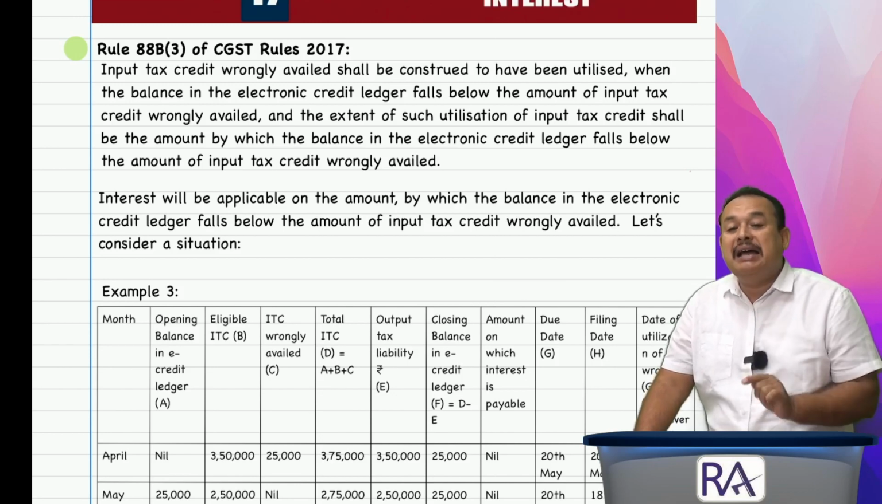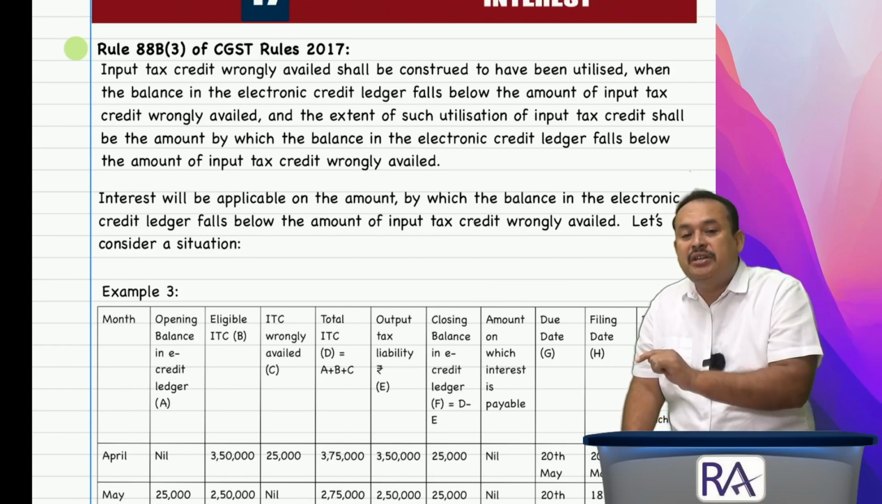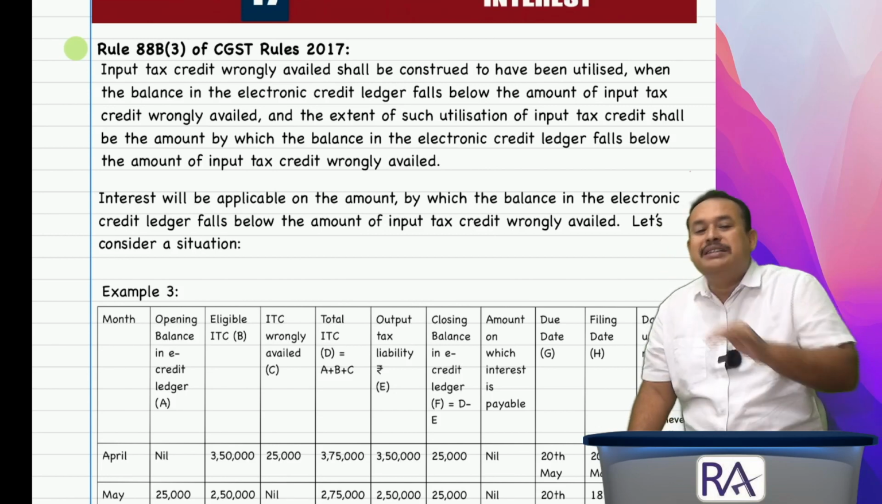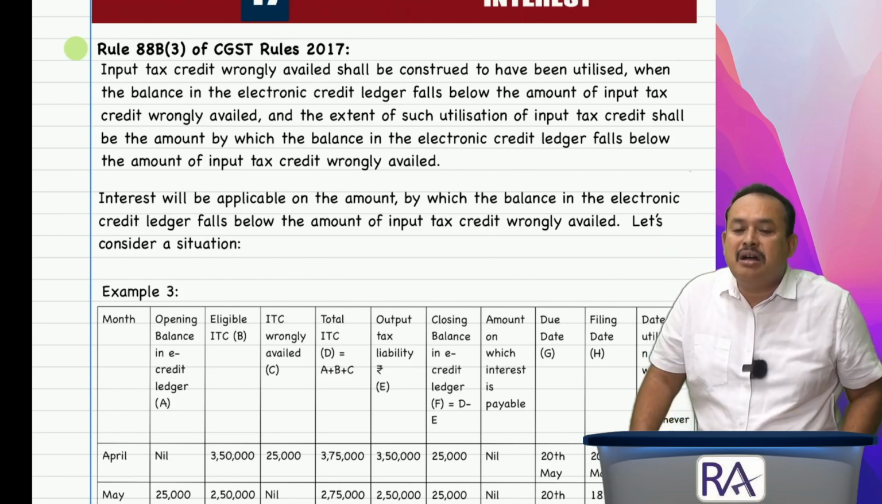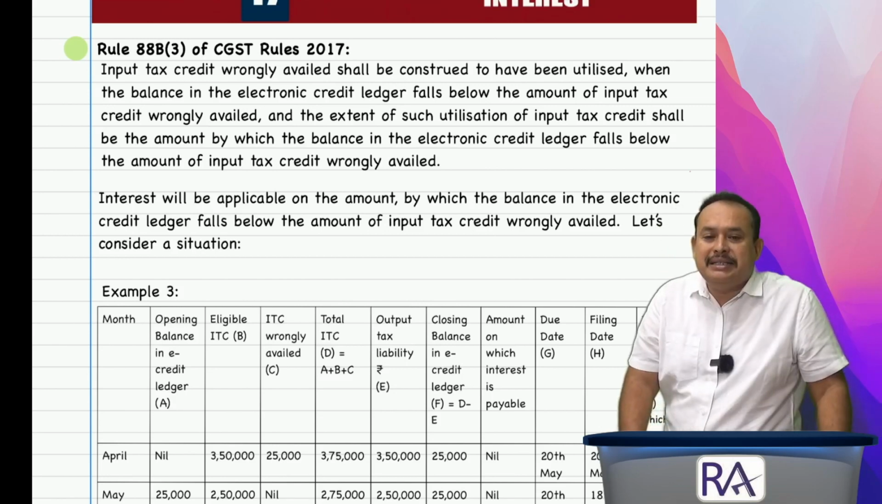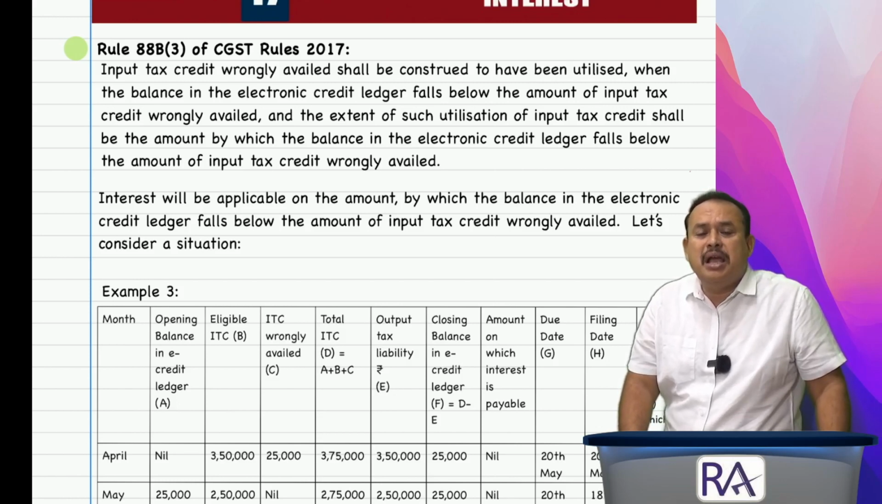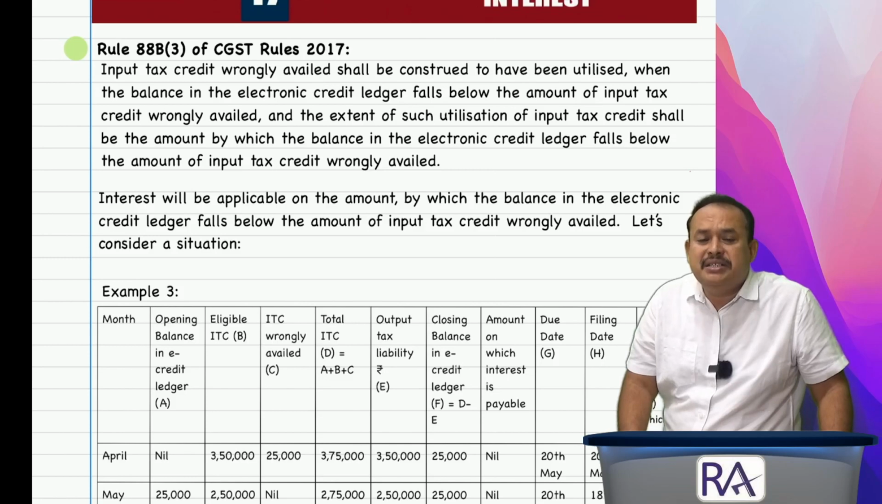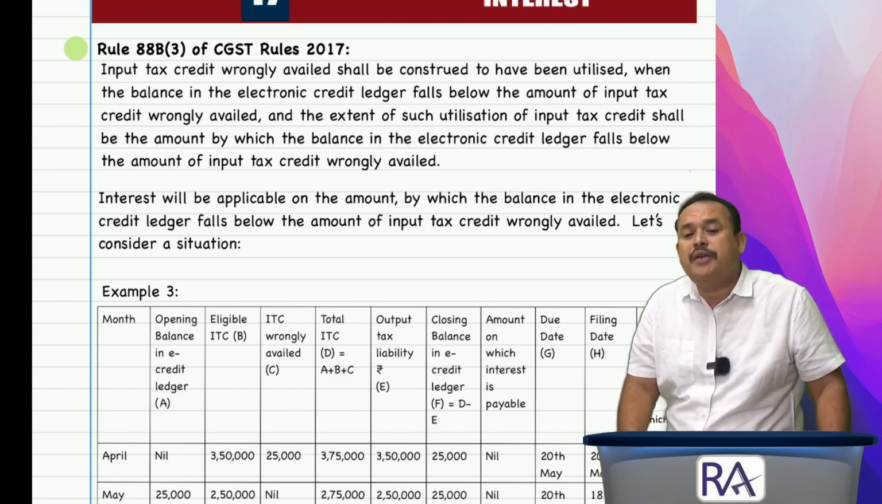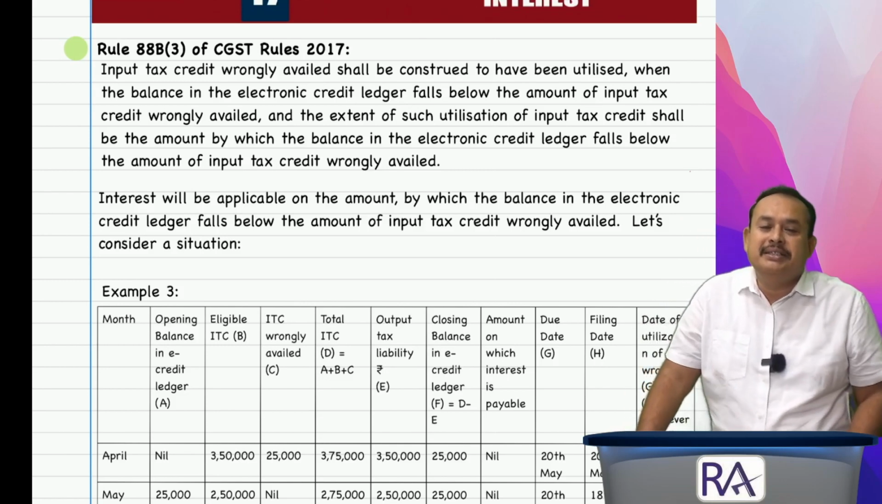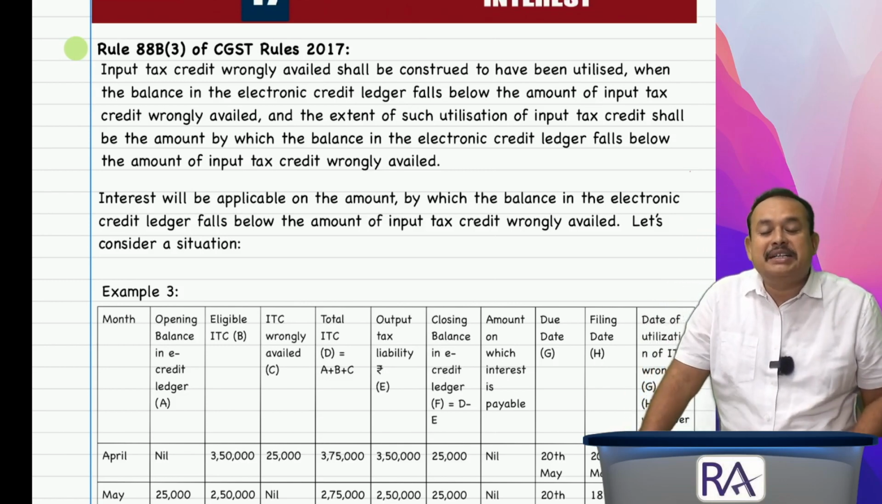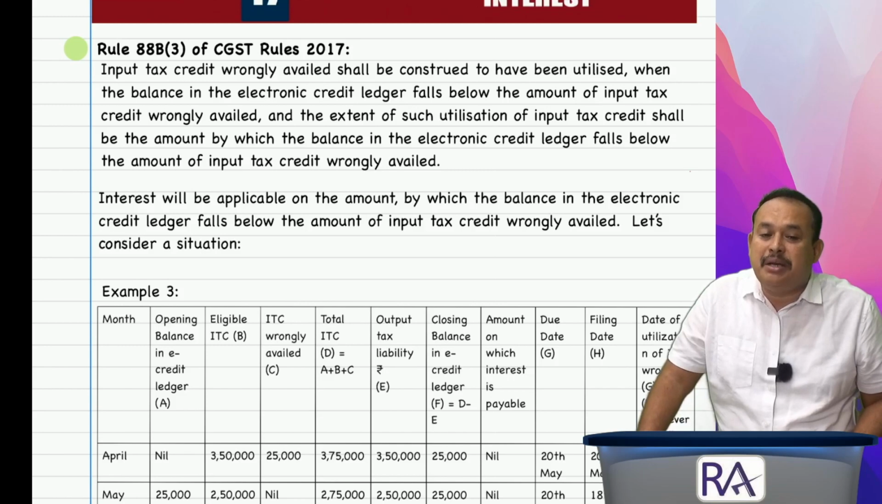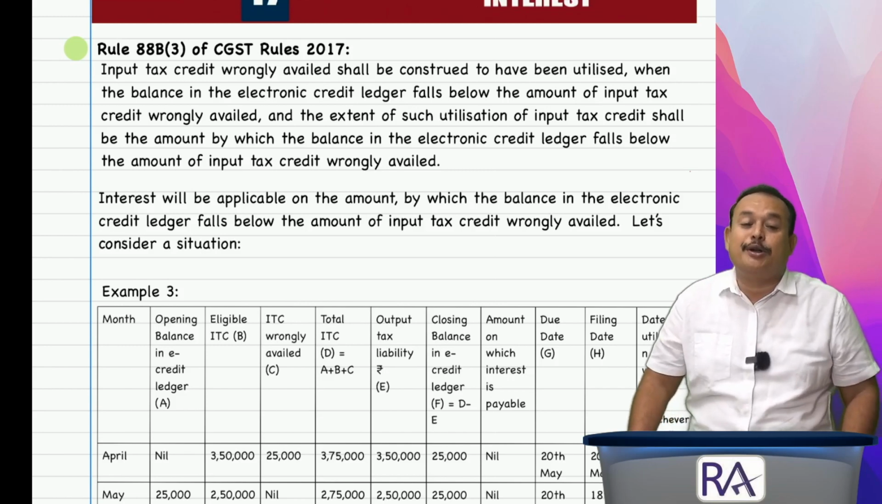when the balance in the electronic credit ledger falls below the amount of input tax credit wrongly availed, and the extent of such utilization of input tax credit shall be the amount by which the balance in the electronic credit ledger falls below the amount of input tax credit wrongly availed. Interest will be applicable on the amount by which the balance in the electronic credit ledger falls below the amount of input tax credit wrongly availed.